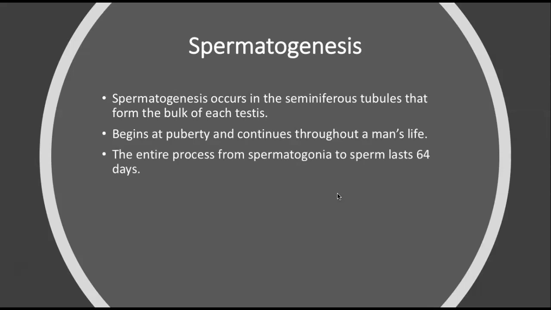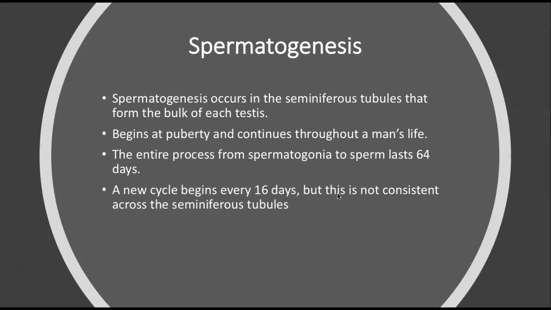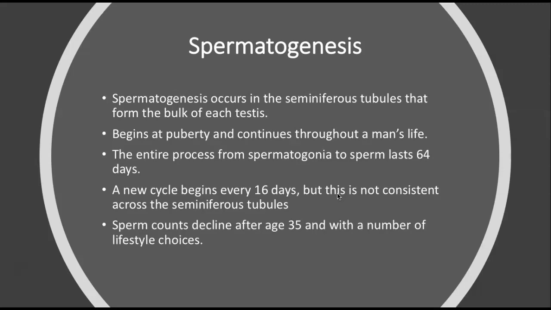their life. The entire process, going from spermatogonia to sperm, actually lasts 64 days, but this is happening billions of times at any one moment, so men are never really at any loss of sperm cells. A new cycle will begin about every 16 days, but that's not consistent. You could have one happening right now and the next day and the next day and the next day, but for one individual seminiferous tubule, a cycle might begin every 16 days.